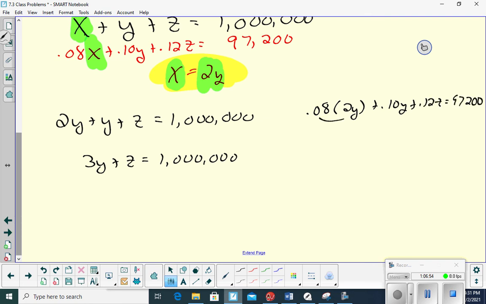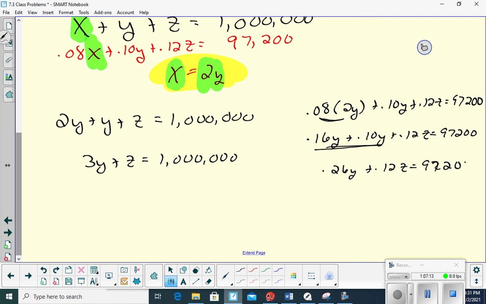So when I multiply these two, I get 0.16y, and then when I combine my like terms, I'm going to have 0.26y. Whoopsie, that's a 7. 97,200. So there are my two equations, my two unknowns. I think I get to choose. I'm going to write this down here.